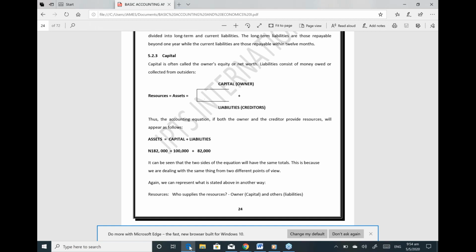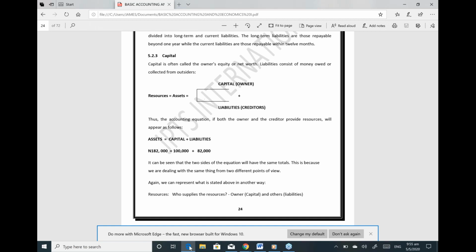Now, thus the accounting equation, if both the owner and the creditor provide resources, will appear as follows: asset is equal to capital plus liability. When you were in secondary school, you did the subject change of formula, where you can do this. Also, for you to get your liabilities, it's very simple. It's just asset minus your capital. Then you get your liabilities, or otherwise you can throw them around to make sure.